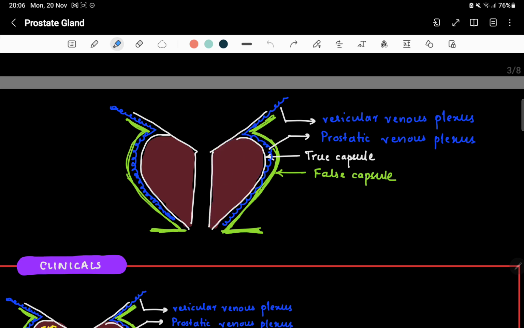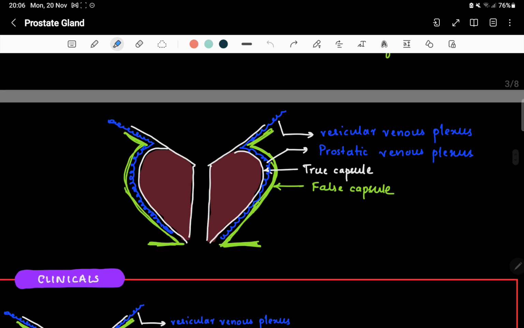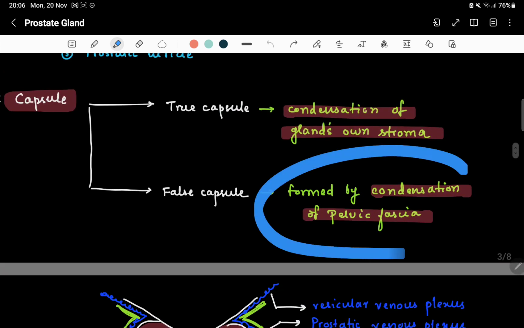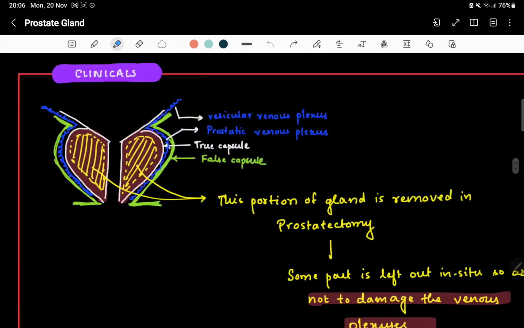The lobes. Okay, so the true capsule, you can see it is a condensation of the gland's own stroma, and it contributes to the vesicular venous plexus and to the prostatic venous plexus also. Afterwards, this is a false capsule, which is surrounding the gland like this, and this false capsule is formed by condensation of the pelvic fascia.